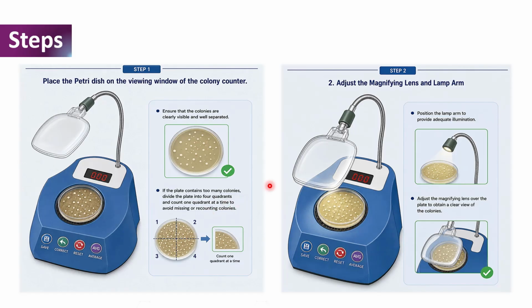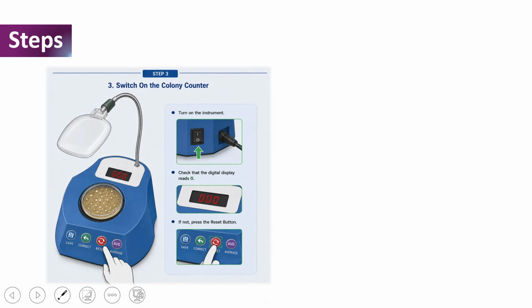And once this is done, we adjust the magnifying lens over the plate to obtain a clear view of the colonies as shown over here, and then position the lamp arm to provide adequate illumination. And once we are done with adjusting the magnifying lens and the lamp arm, the next thing to do is to switch on the colony counter. And it is always important to check that the digital display reads 0. If not, we press the reset button on the colony counter to reset the display to 0 as shown here.